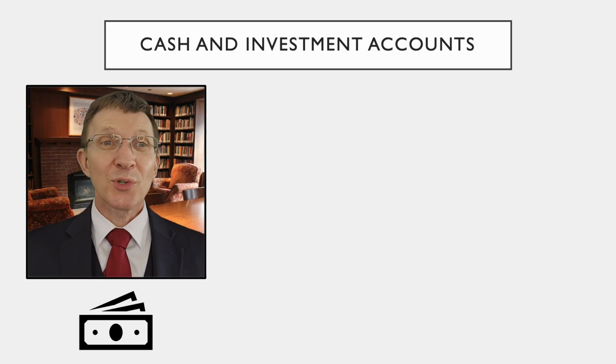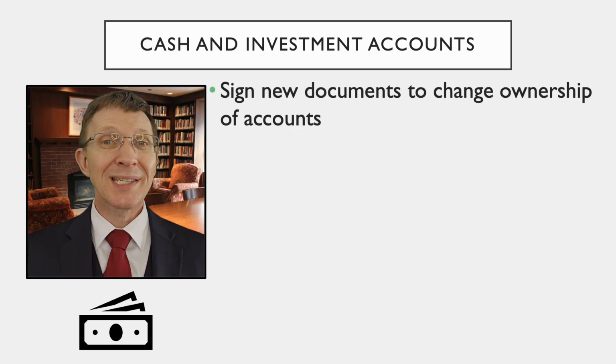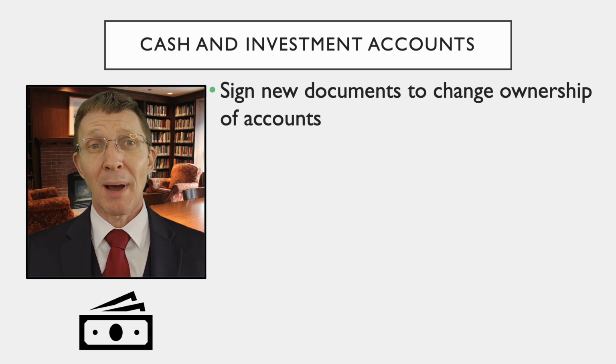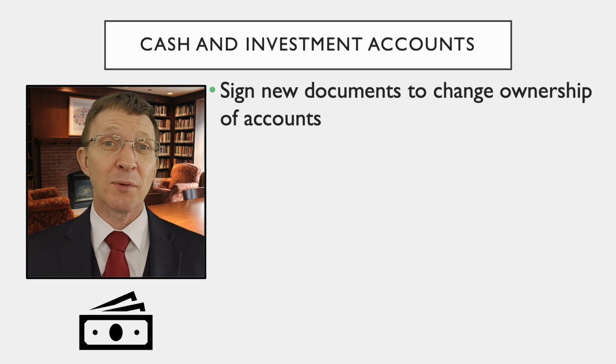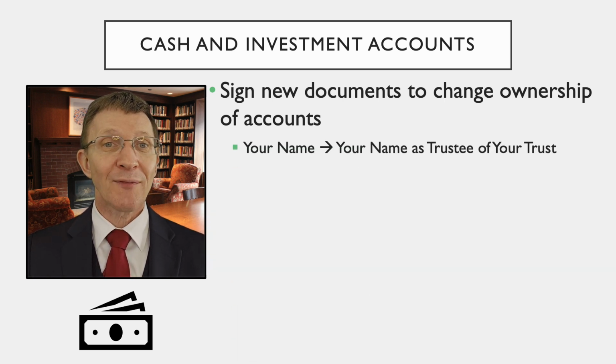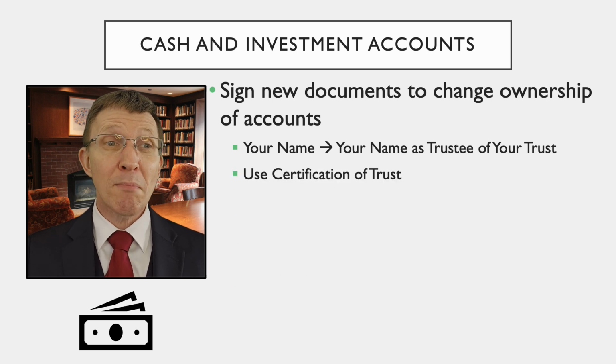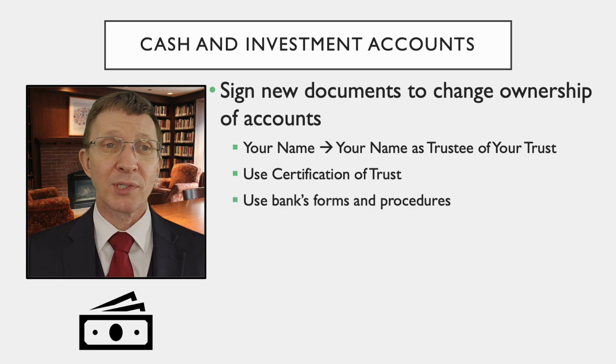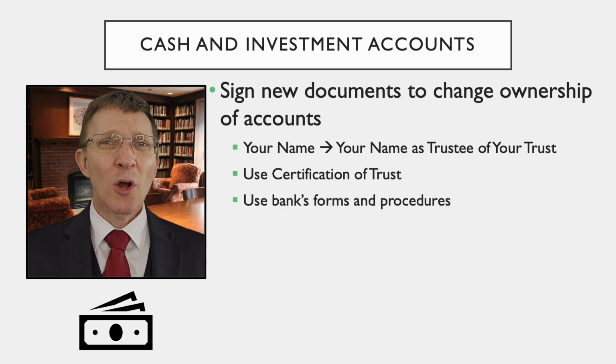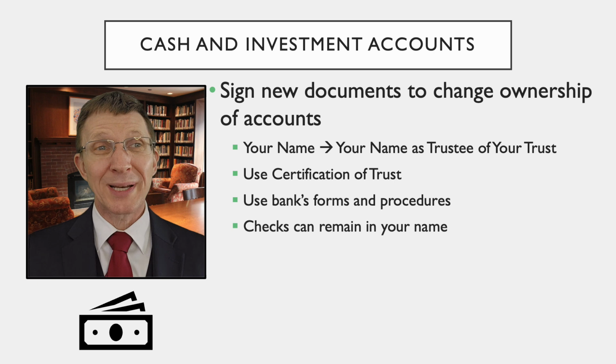You should sign new signature or ownership cards to retitle bank accounts or cash equivalents, including treasury bills, money market accounts, and certificates of deposit, to change ownership of the accounts from yourself to yourself as trustee of your trust. Your certification of trust provides all or most of the information banks need to fund the accounts to your trust, but banks will have their own forms and procedures as well. Typically, there's no reason to add your trust to your printed checks.